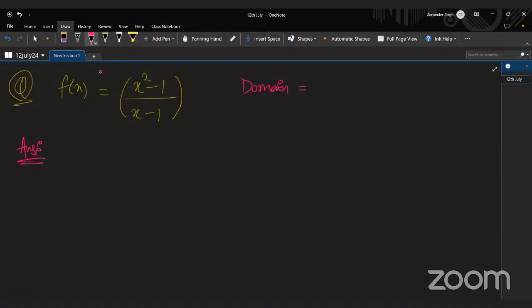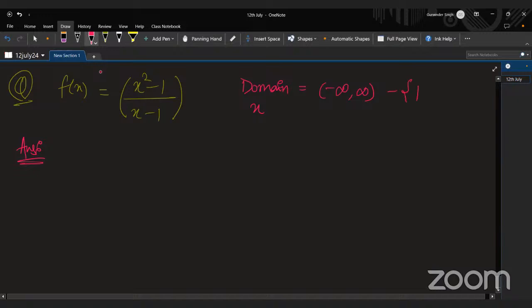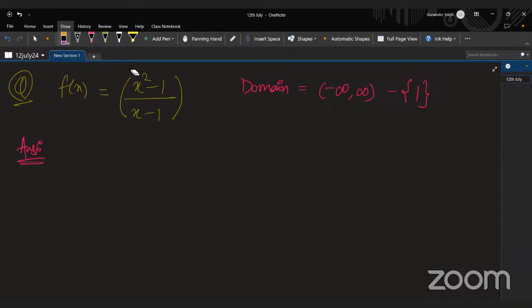Like f of x. What are the suitable values of x that I can input into this function? Which rule will we see over here? We see the denominator rule, na? No other rule is possible. Yes, sir. So what will be the domain, yaar? X should be except one, sir. Absolutely correct. The domain of this function will be anything except one. I can put anything except one over here.